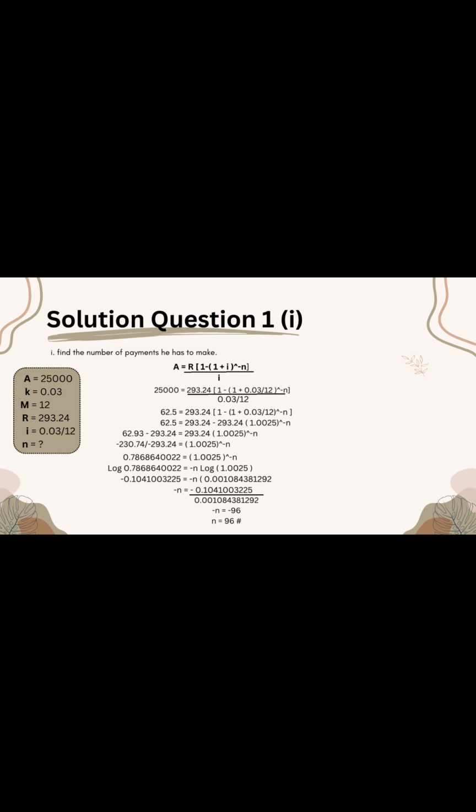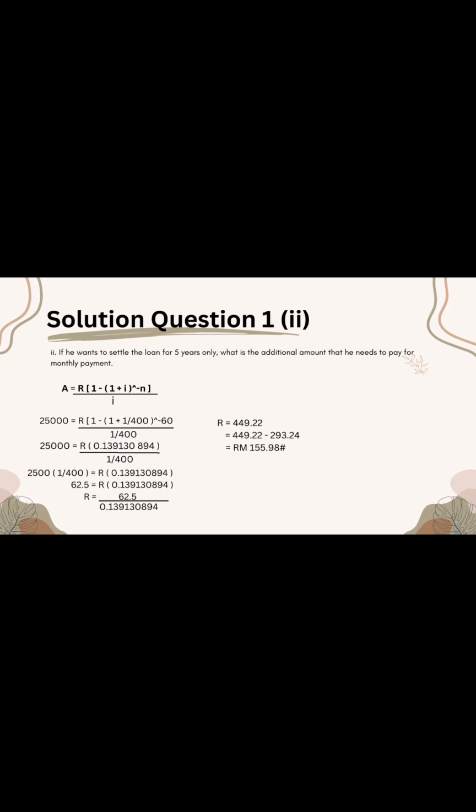For 0.7866 (approximately) equals bracket to the power of minus n, the next step we will use log. It will be log 0.7868 equals minus n log bracket 1.0025. After that, we will solve it like usual and we will get the answer n equals 96.